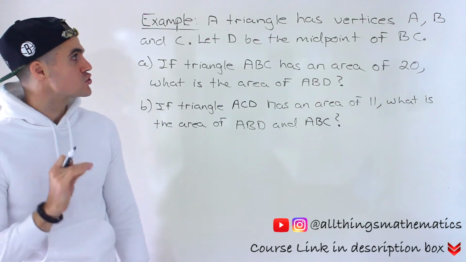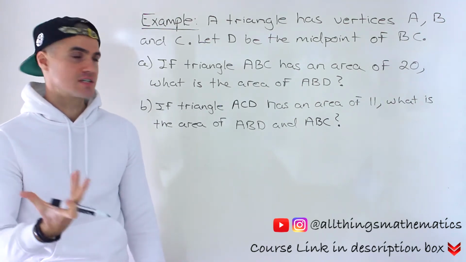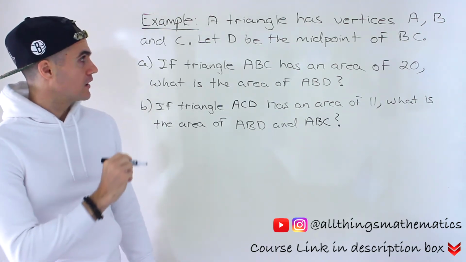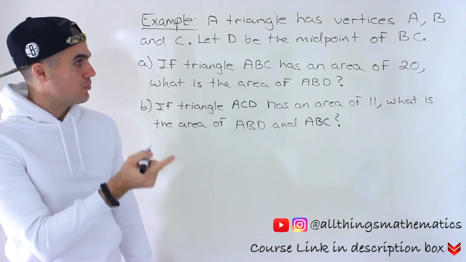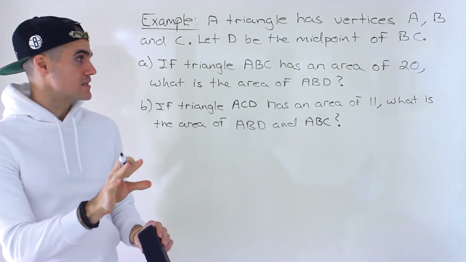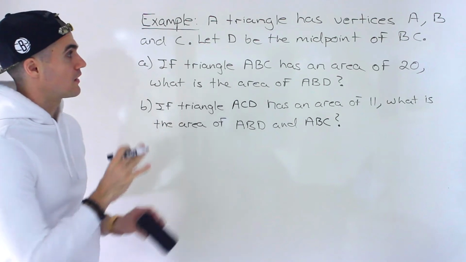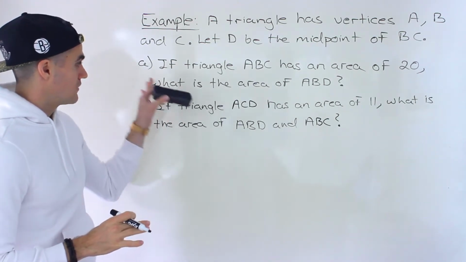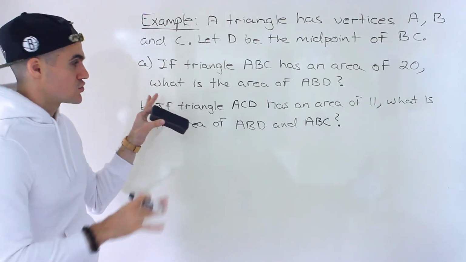So we are given a triangle and we're told it has vertices A, B, and C, and we're going to let D be the midpoint of the side BC. And given that triangle, we have to answer these two questions. They're two different scenarios here.